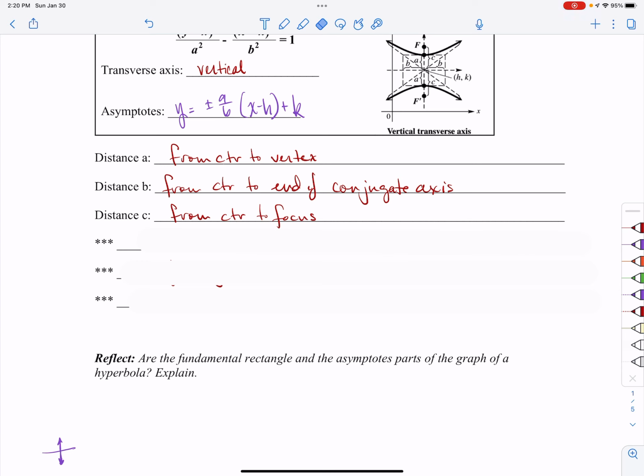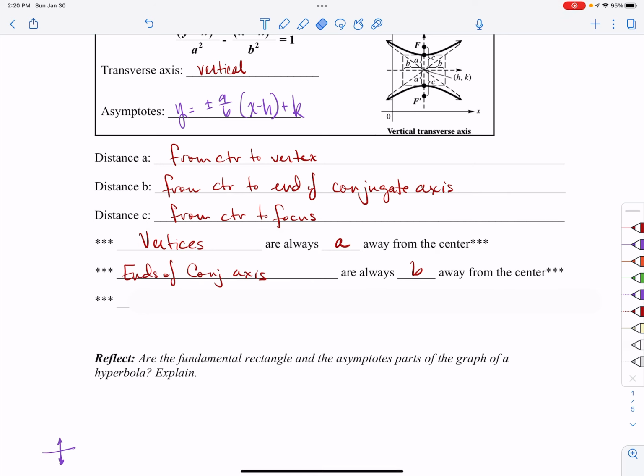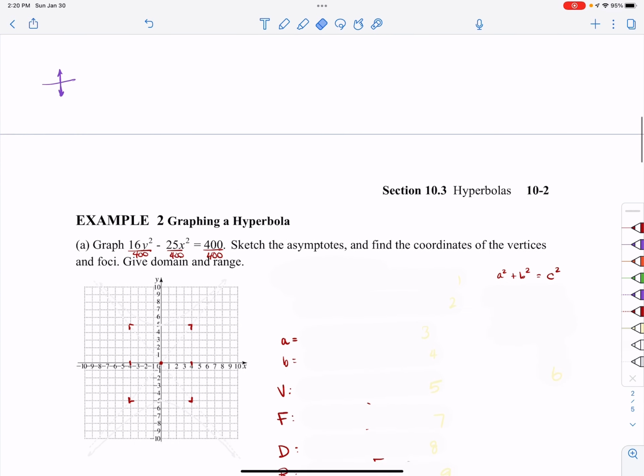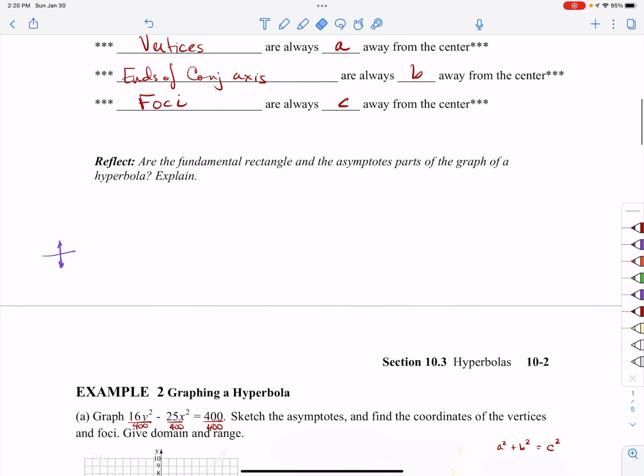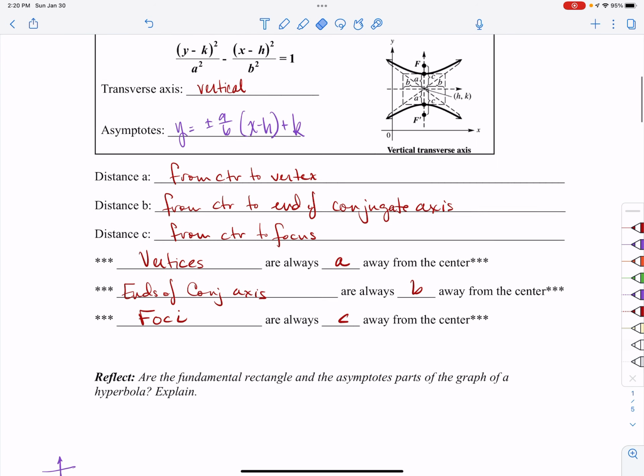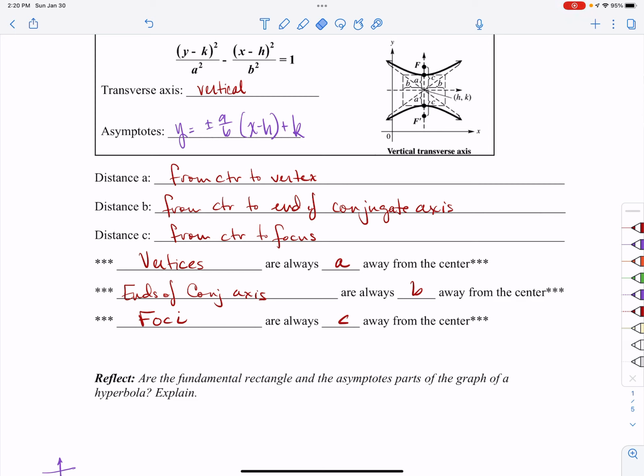And then just another way to reword exactly the same 3 concepts. Your vertices are always A away from the center. The ends of the conjugate axis are always B away from the center. And the foci are always going to be C away from the center. All right, so I'm going to stop the video right there. That's just the introduction. I'll come back and do 2 examples on the next video.